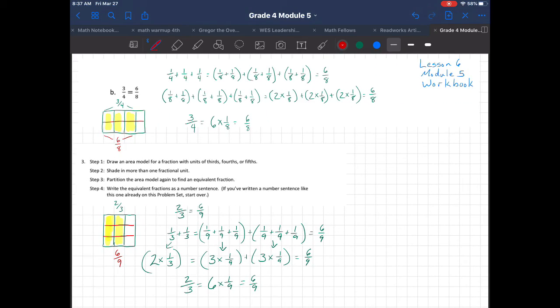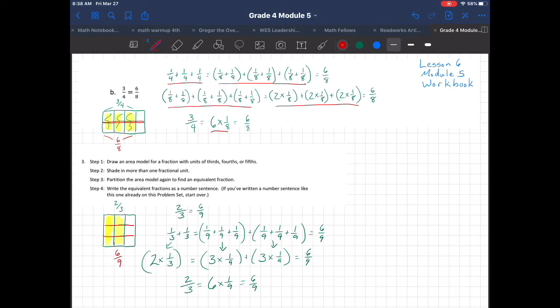For 2b, we drew the 3/4, drew the red line to make it be 6/8, and again, all these unit fractions. Remember, unit fractions have 1 on the top. There's my 3/4. Here's my 6/8. Here's my 6/8 as addition. Here's my 6/8 as the broken out multiplication. And here's the quick multiplication for 6/8, which of course is equivalent to 3/4.